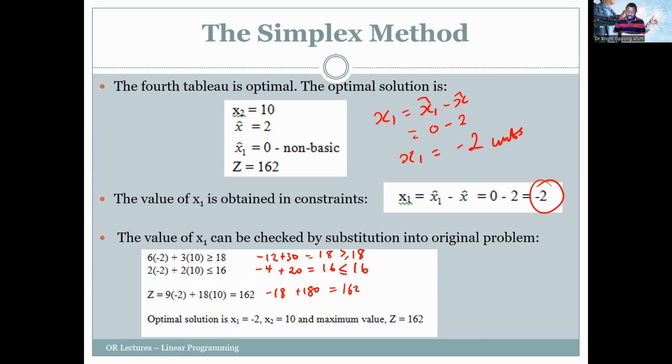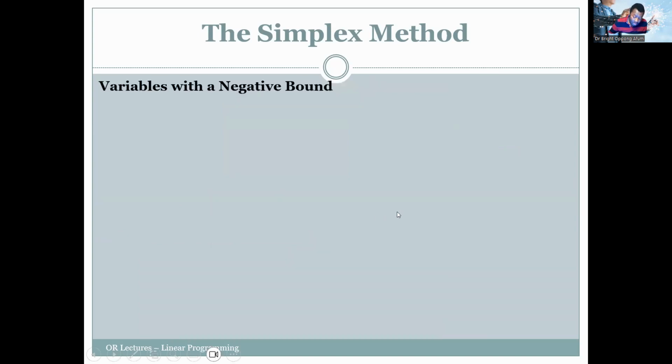which is the Z. So this indicates that this is correct, right? All right, so the second case is when the variables can have a negative boundary. So variables can also be negative but bounded. So we can have a bounded negative boundary, like for instance, x1 is greater than or equal to negative 20.